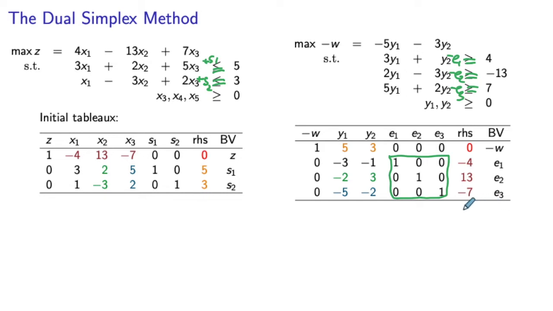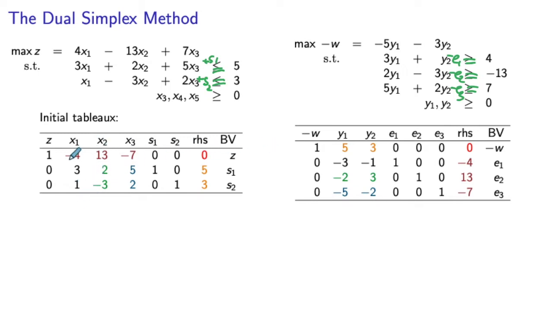Next we are going to look at the correspondence between these two tableaus. So first, note that the basic solution given by this dual tableau is not feasible because some of the right-hand sides are negative. So we cannot use E1, E2, and E3 as the starting basic variables. And the primal tableau is feasible, on the other hand. So we have positive right-hand sides here. Now let's look at the correspondence between the primal and dual tableau.